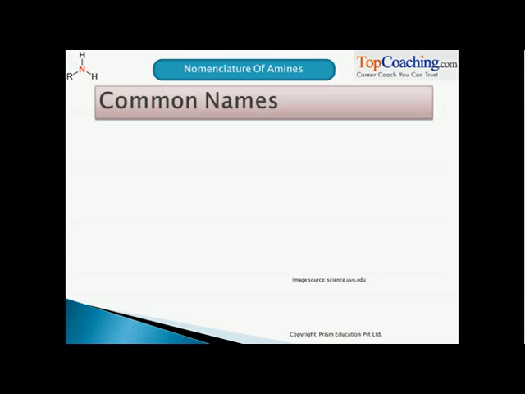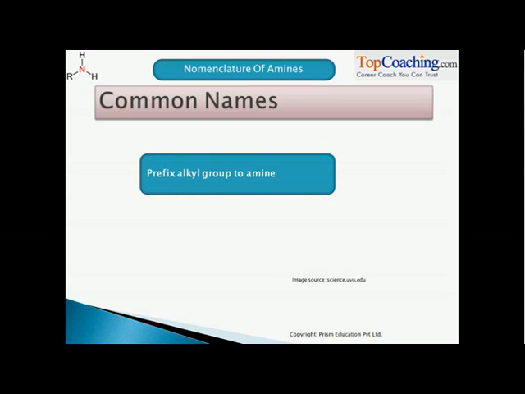So we know that for any organic compound, we start with the common names first. In the common system, let us see how an aliphatic amine is named. By aliphatic I mean straight chained amine. It is named by prefixing the alkyl group to amine and writing alkyl amine as one word.